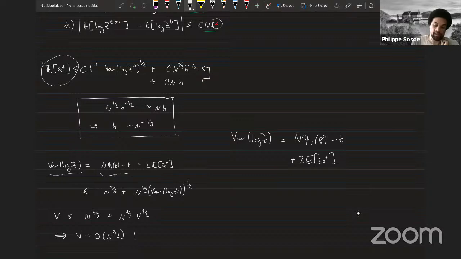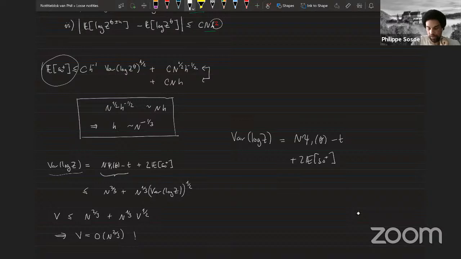That's what you get when you set h to be n^(-1/3) times n^(1/3) times the variance to the 1/2. So if you call this variance v, you have that v, which is non-negative, is bounded by n^(2/3) plus n^(1/3) v times n^(1/2). And so here you see that v cannot be bigger than n^(2/3). Otherwise, this inequality is violated. Okay, so that's how you get the upper bound, n^(2/3).